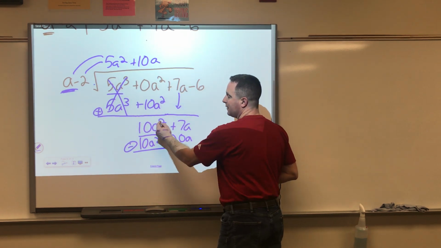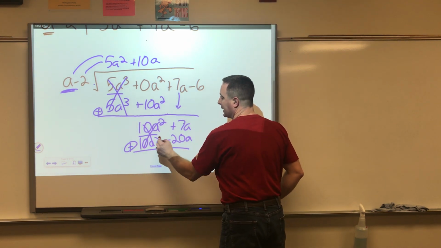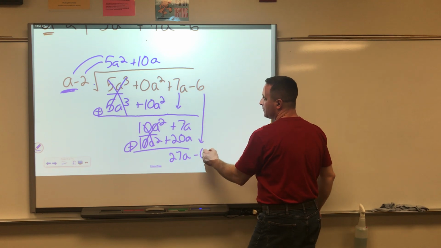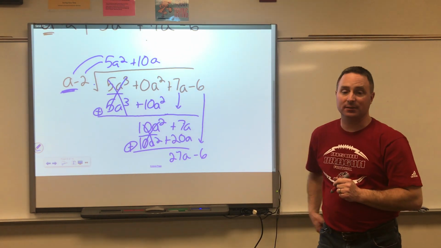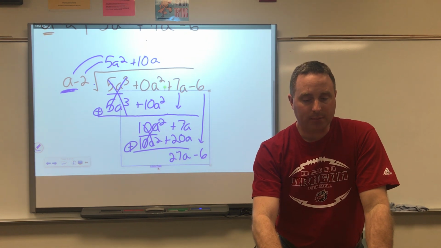I subtract again, they're gone. And here I get 7 minus negative 20. It's going to be a change. I get 27a. And here's my last round. I'm going to bring down that 6. Okay, let's go out front here and try it one more time. Oops, move this up a little.